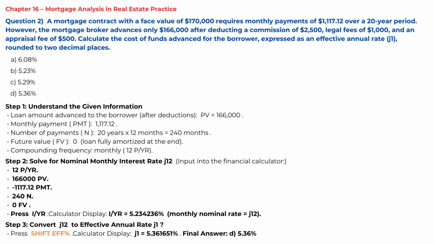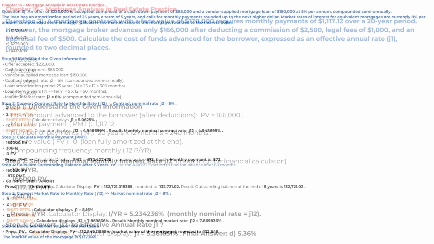Step 2. Solve for nominal monthly interest rate J12. Input into the financial calculator. 12 P/YR. 166,000 PV. 1,117.12, plus/minus sign, and then press PMT. 240 N. 0 FV. Press I/YR. Calculator displays I/YR equals 5.234236%. Monthly nominal rate equals J12. Step 3. Convert J12 to effective annual rate J1. Press Shift, EFF. Calculator displays J1 5.36651%. Final answer D, 5.36%.